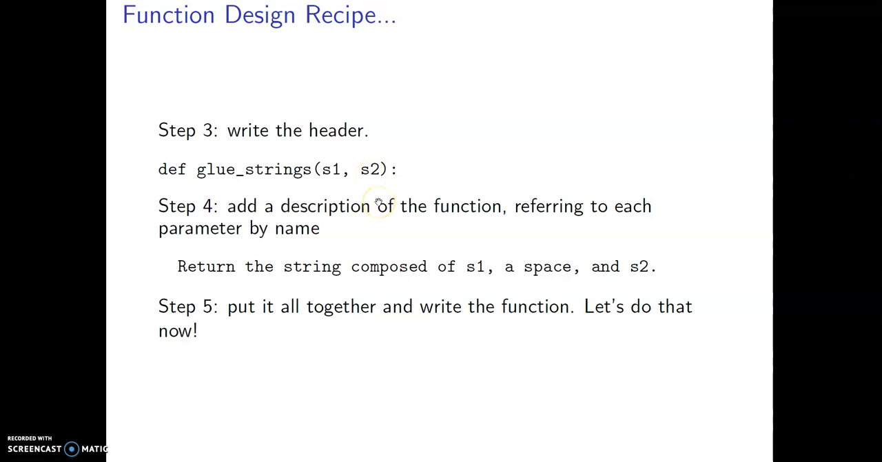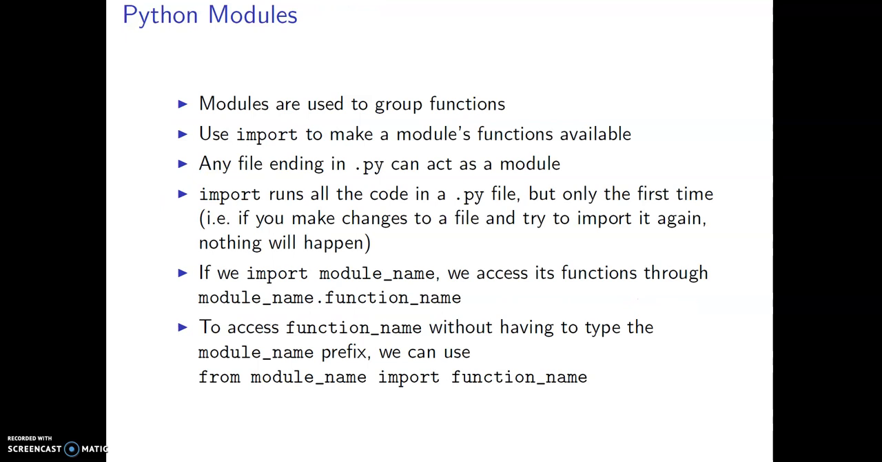Add a description of the function. This is really good when you have something complicated. Here we could read the function and know exactly what's going on, of course, but when it's complicated, write a description such as return the string composed of S1, a space, and S2. Then put it all together. Step 5. So we're going to practice that in class in our lab, but make sure that you think about each of those 5 steps as you go about writing your first user-defined functions in Python.